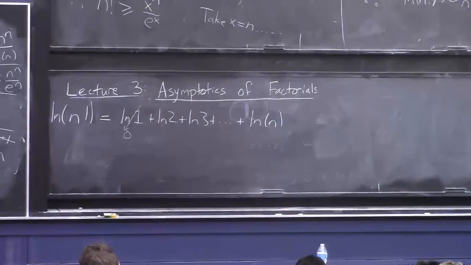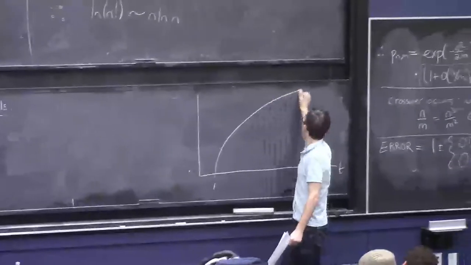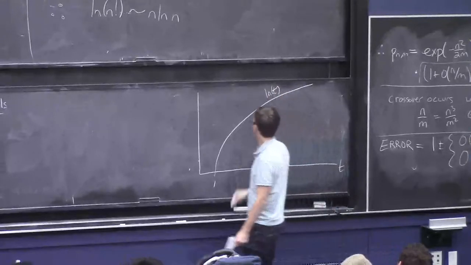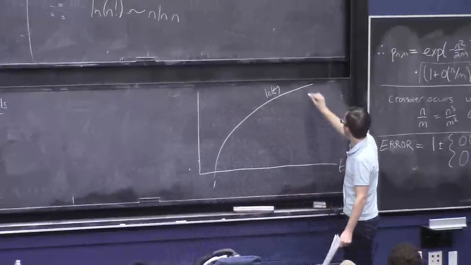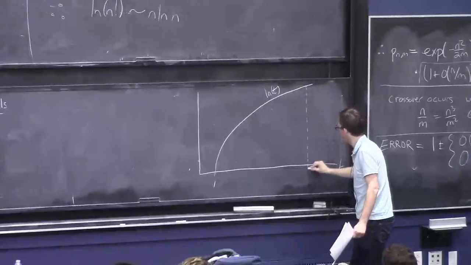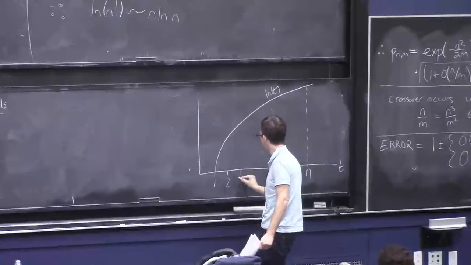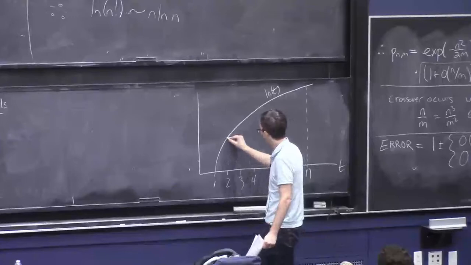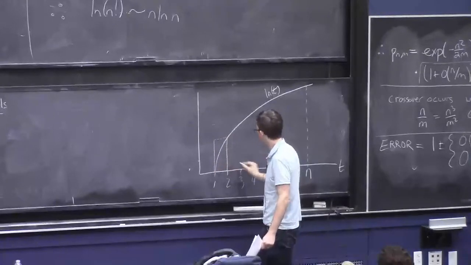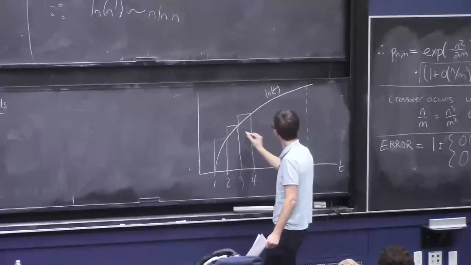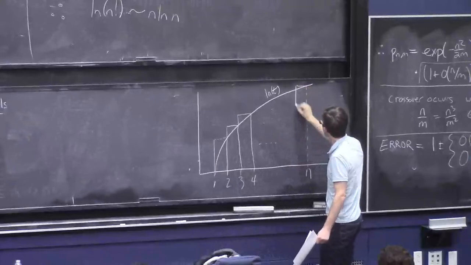Okay, so here's my t-axis, and here's 1. I'll try to draw ln, something like that. That's ln t. Let's make this n. Okay, and so we're going to start making rectangles here. So this is 2, 3, 4. We have a rectangle that goes up like this. A rectangle that goes up like this. A rectangle that goes up like this. Okay, and our last rectangle looks like this.